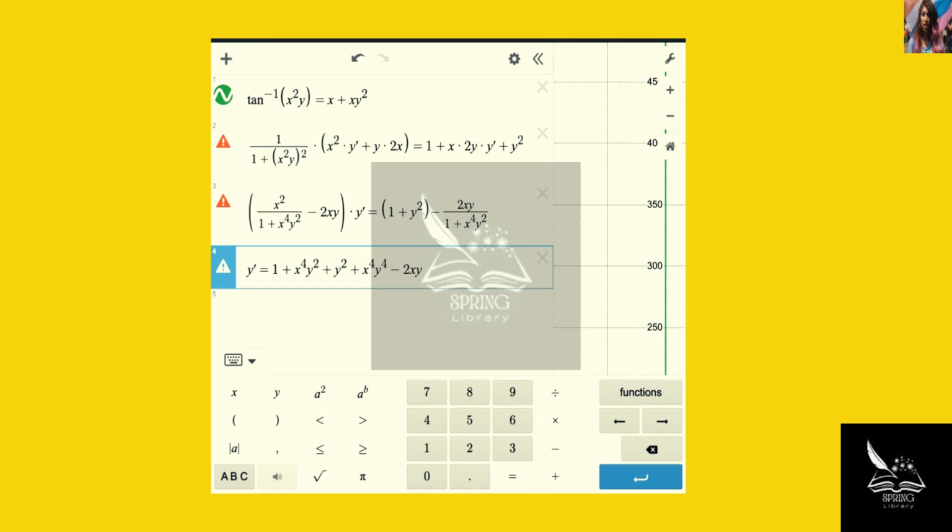And that is all going to be divided by x squared minus 2xy minus 2x to the 5th y cubed. And that will be our final answer for y prime.